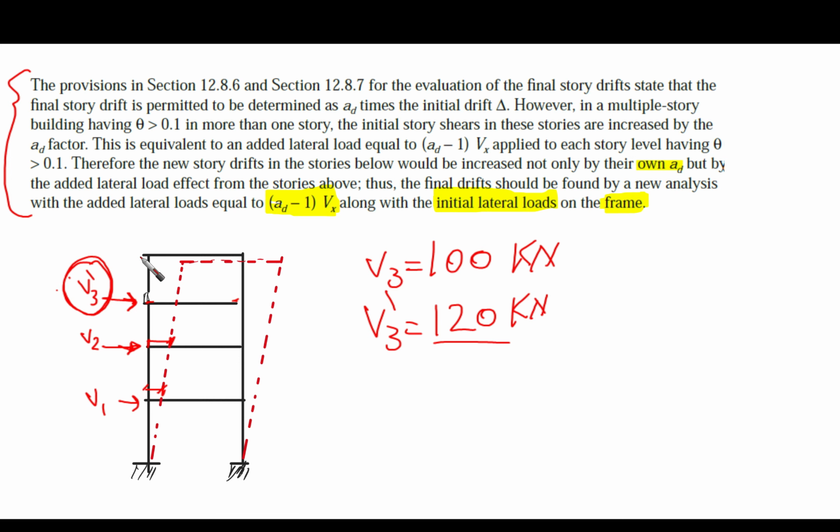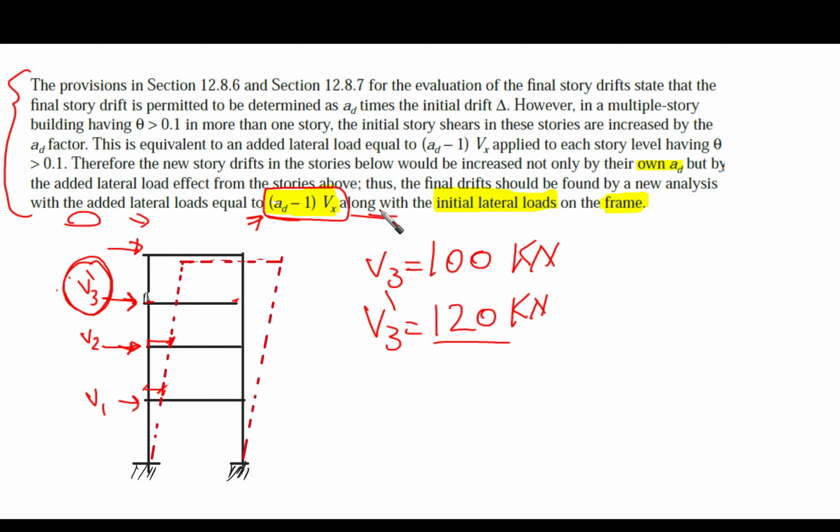And actually the problem will be complicated if we have some top floors having P delta and other floors that do not have the P delta. Okay, so what should we do here? The problem here can be solved like this. The final drifts should be found by a new analysis with the added lateral loads equal to AD minus 1 times Vx. This is with the inclusion of the P delta.